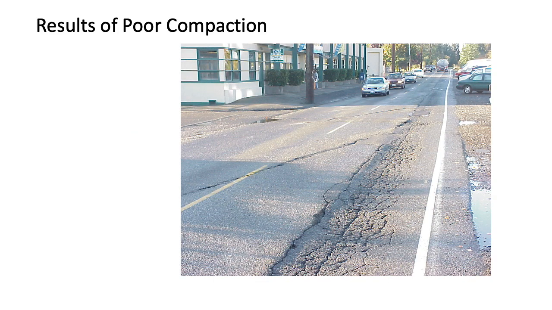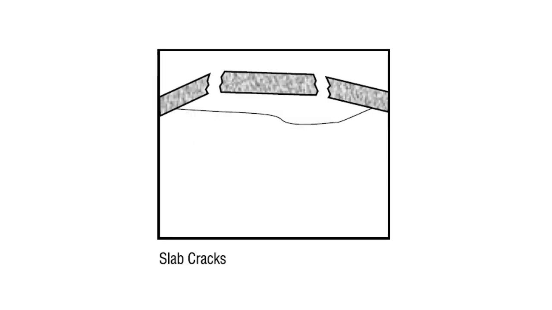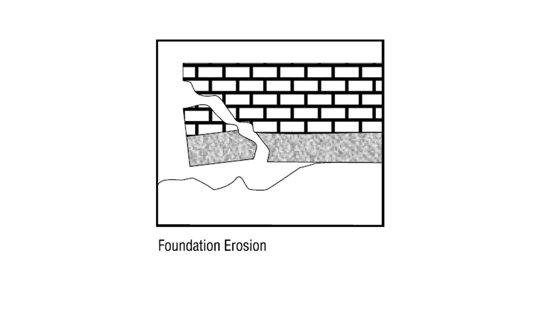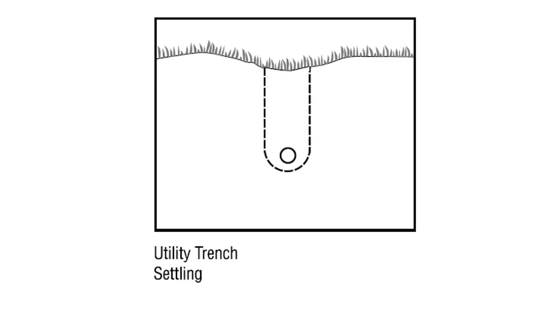What are the results of poor compaction? Cracks, leaks, in basements and pools. Slab cracks. Pipe leakage or breaks. Foundation erosion. Erosion gullies under abutments. Utility trench settling.